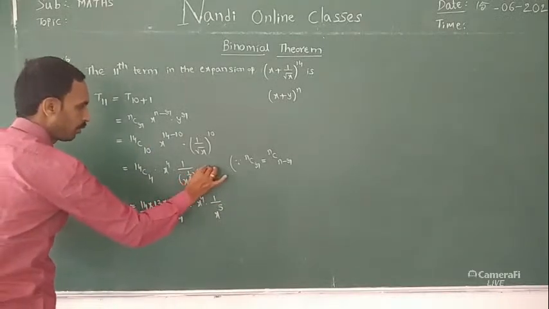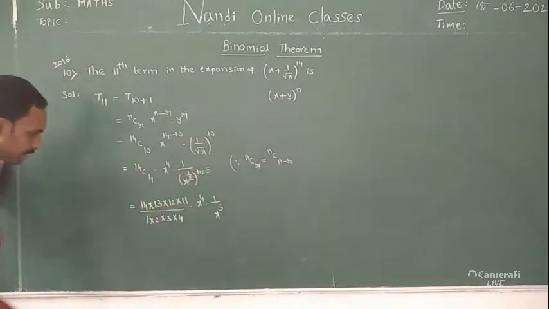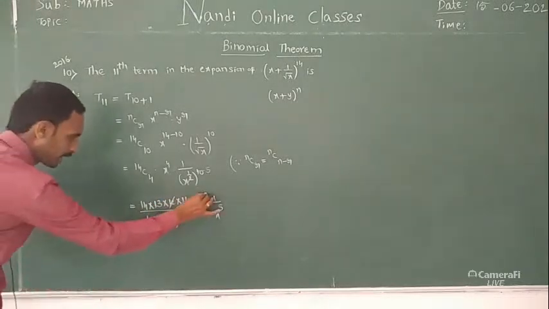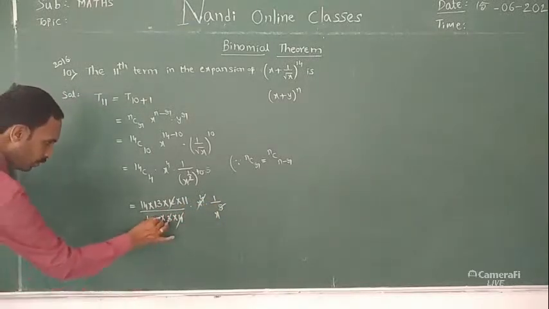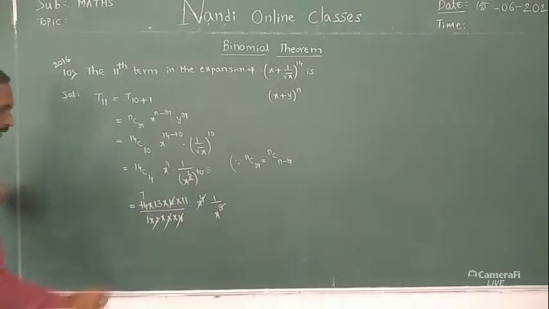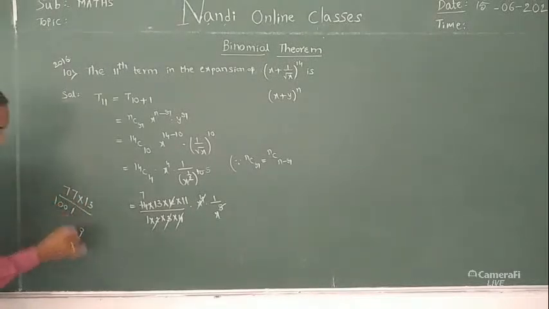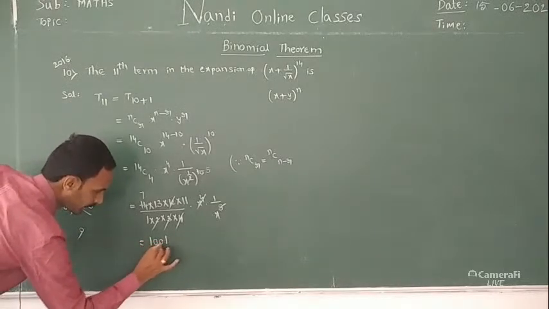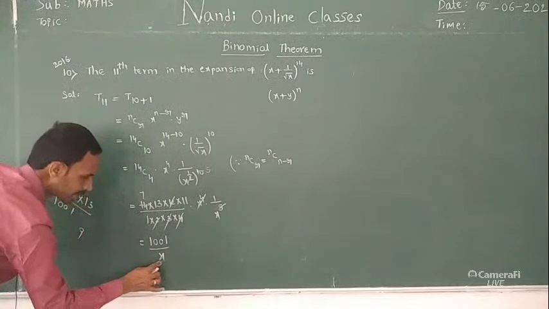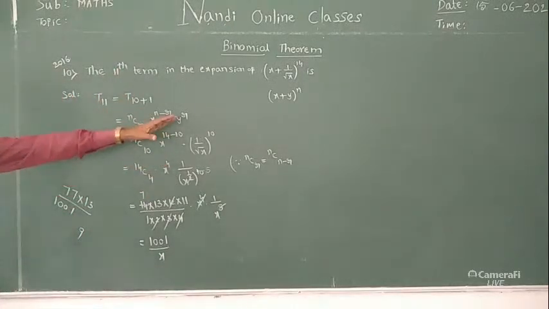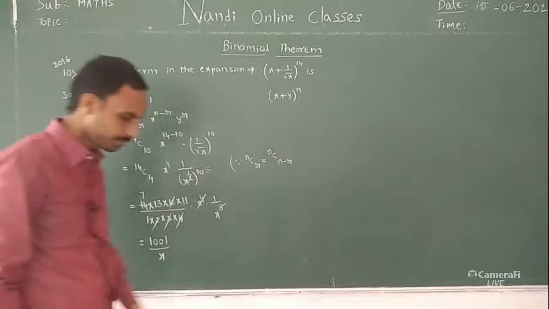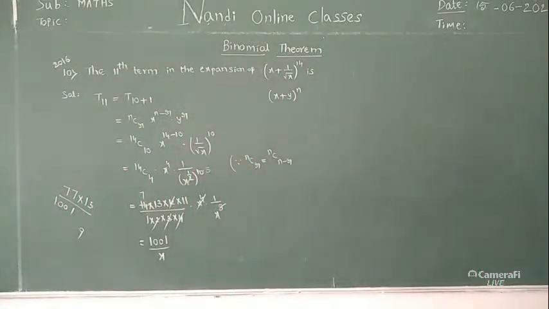Okay, 2 times 1 is 2, 2 times 5 is 10. Cancel it. 3 times 4 is 12, cancel. Here x power 4 cancels. 2 times 1, 2 times 7 cancel. Okay, 11 times 7 is 77, into 13. 13 times 7 is 91, 13 times 7 is 91 plus 9, that is 100, equal to 1001 divided by x, remaining x. Okay, that is the 11th term in the given expansion. Write it. 1001 by x.